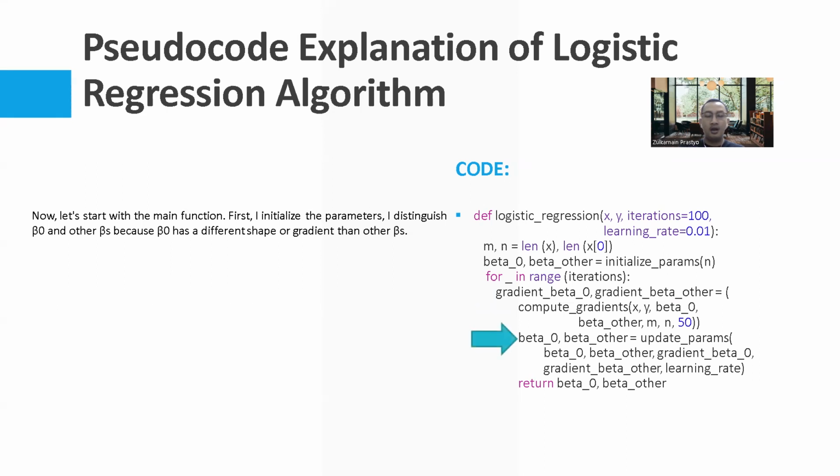Next, beta 0 and beta others are set by update params. Finally, I use another helper function to update the beta values using the gradient. And I will go back in the range of iterations, coming back to step 2 for each iteration.